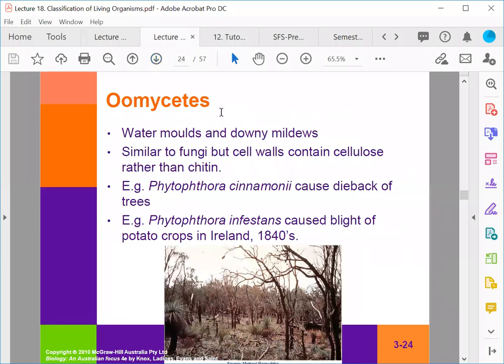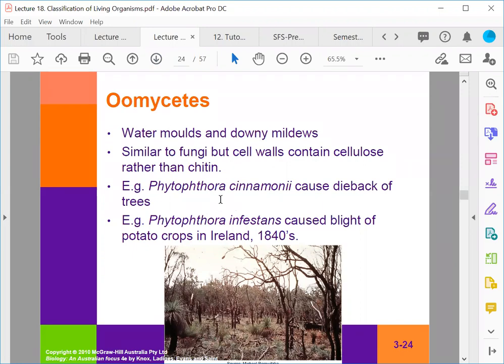All right, moving on to this group called the oomycetes, which includes water molds and downy mildews. They're actually very similar to fungi, these organisms, but their cell walls contain cellulose rather than chitin. So you can see why they're thrown into this particular kingdom.